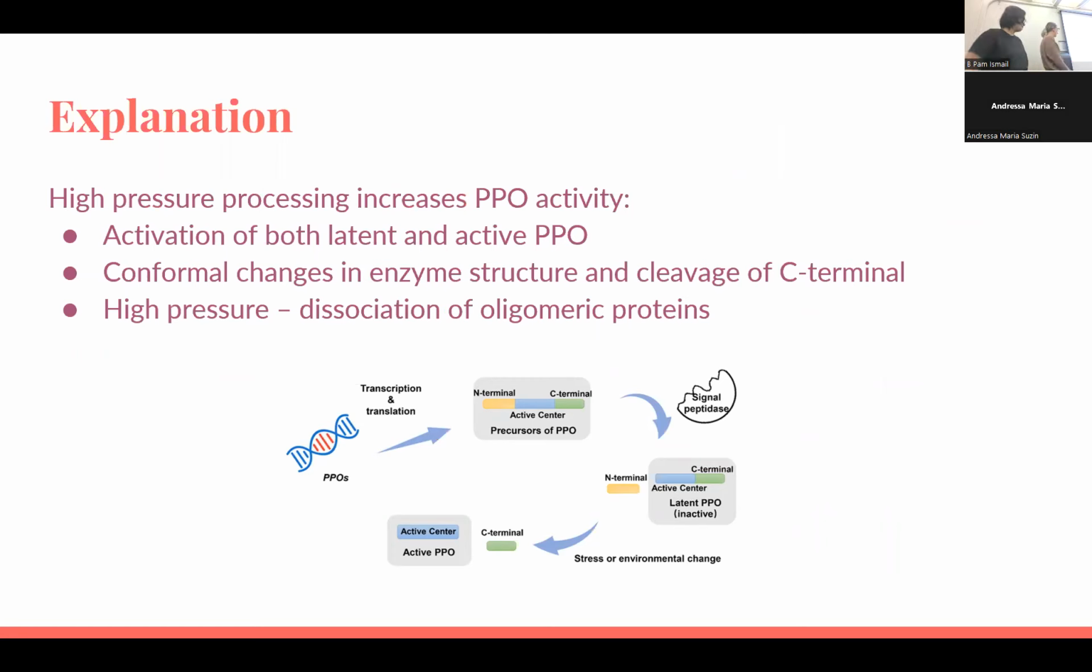And so, to explain this a little bit more, when it's a latent PPO, what is happening with activation? Essentially, there are conformational changes that happen in the enzyme when it's exposed to SDS, which is a detergent, or high temperature in general, or pressure. What they're assuming is that there's a cleavage of the C terminal. Here we have a precursor of polyphenol oxidase, which has the N terminal and C terminal. The latent polyphenol oxidase, which is inactive, doesn't have the N terminal, but still has the C terminal site. With the addition of temperature and stress or environmental changes, that C terminal is cleaved, making your polyphenol oxidase active.